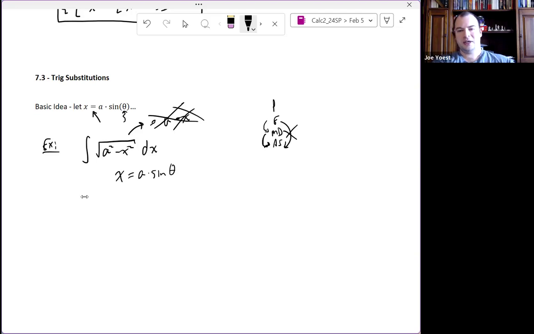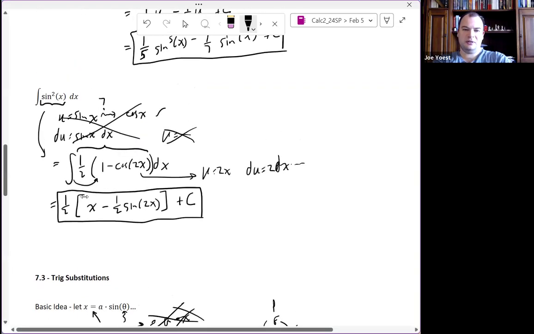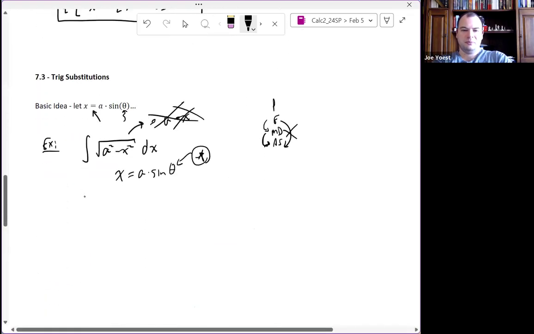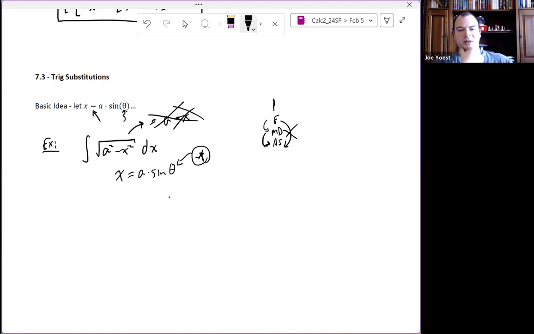So we're coming up with a new variable, theta, that we're going to rephrase the problem in, similar to how with a normal substitution, we come up with a new variable u, in which we're going to rephrase the problem. But instead of writing theta equals some function of x, we're thinking of things the other way. We're writing x equals some function of theta. Now, what's my goal here?